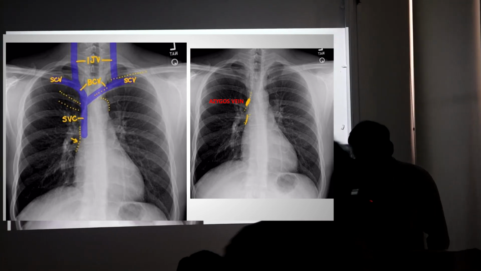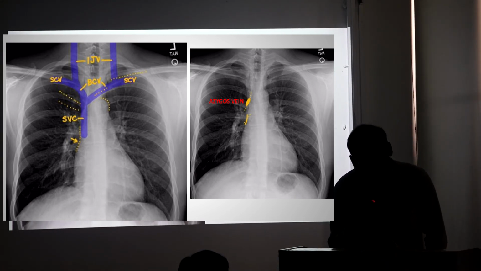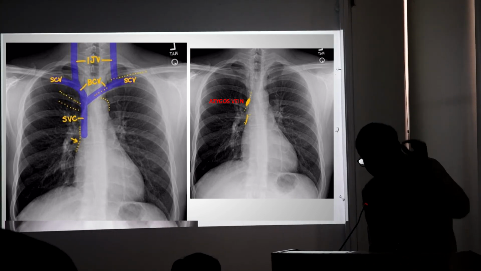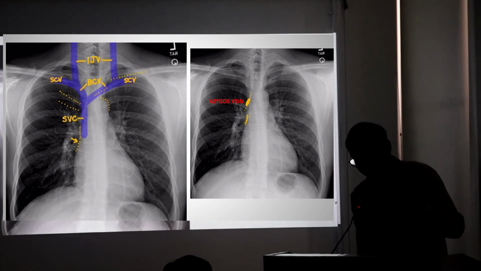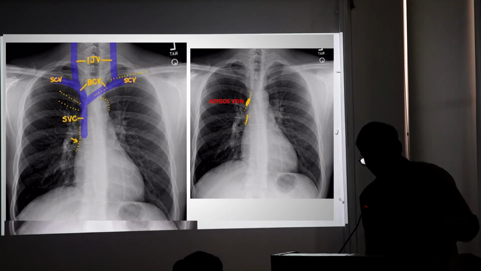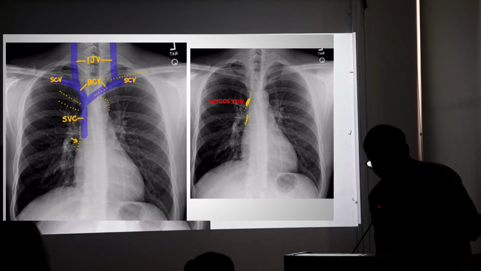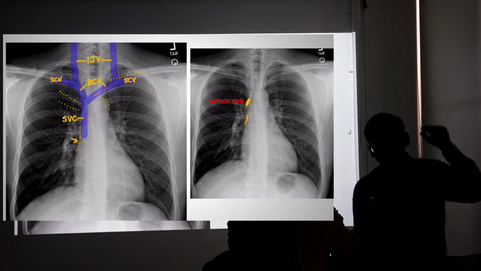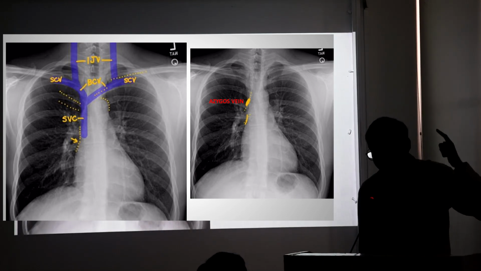So where should a central venous catheter be? Anyone please volunteer? What is the ideal location where the tip of the central venous catheter should be? The junction of SVC and RA. Yeah, it should neither be too much inside the right atrium, nor high up in the SVC. So what happens if it goes too much into the right atrium? It will cause arrhythmia, it can even cause myocardial damage, it can even cause tamponade. And if it's too high up in the SVC, then what is the risk? There's a very high risk of thrombosis.